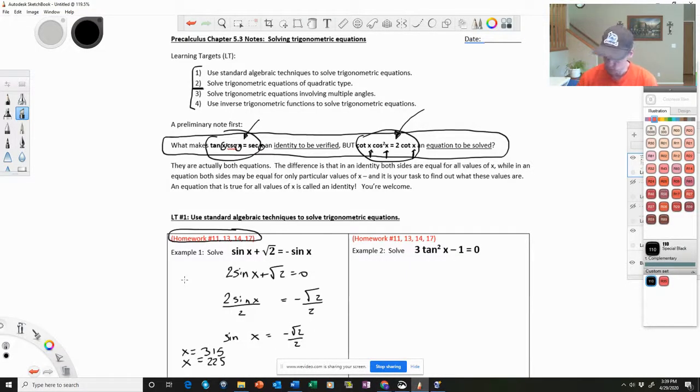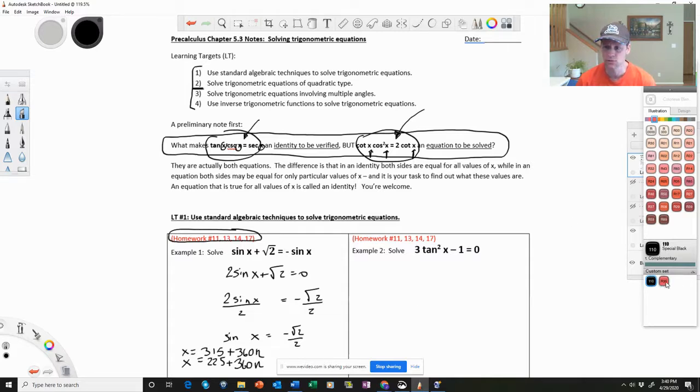So my answer is going to be, sure, x can equal 315, but x could equal 315 plus 360 plus 360 plus 360 plus 360. In other words, plus 360n for any integer value of n. And the same thing is true for 225. 225 degrees plus 360 degrees over and over and over again for any integer value of n.